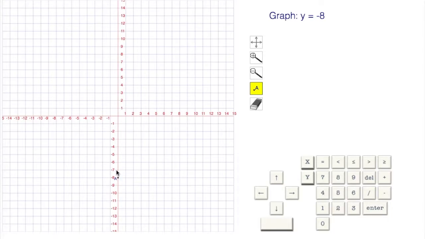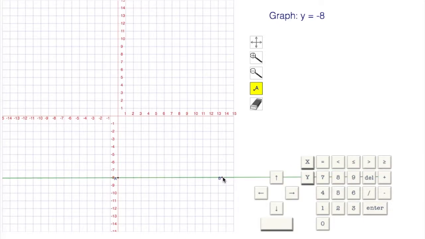So this is a point where the y value is -8. The x happens to be 0. But this is the line y is always -8. It doesn't matter what the x value is. The y value is -8. Here, this is 1, -8. The x is 1, the y is -8. Or this is 2, -8. Or 3, -8. 4, -8.